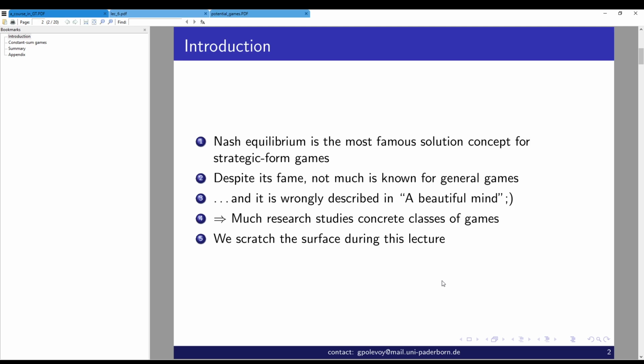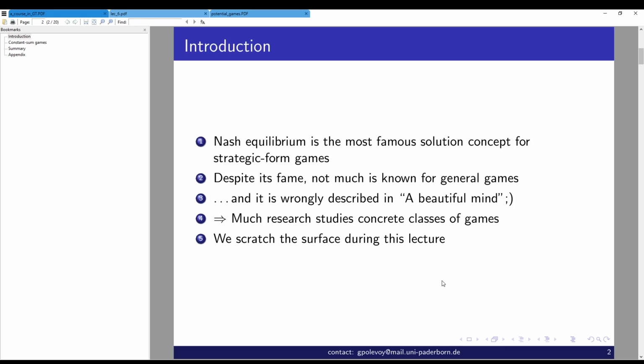Nash equilibria are the most famous solution concepts, and despite being so famous, despite being widely studied for quite some time already, about 69 years at least, since their formal introduction by Nash and proving that they always exist for a mixed extension of a finite game, we can't say much in general.